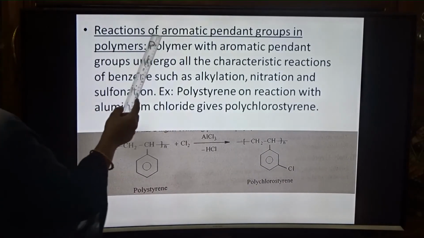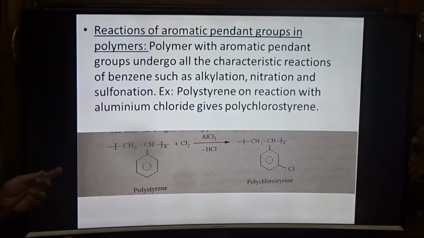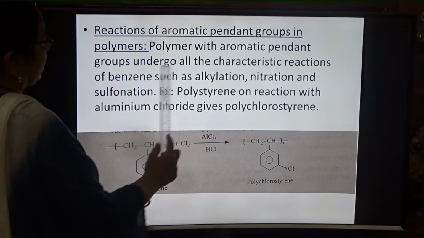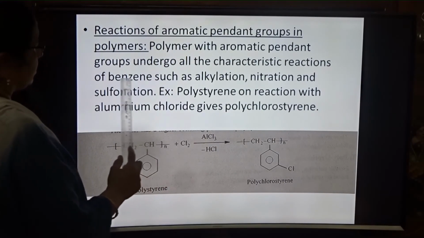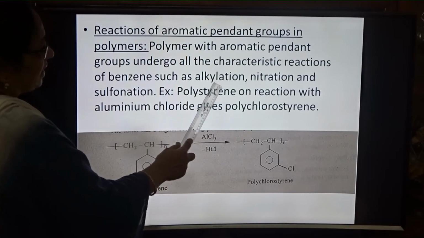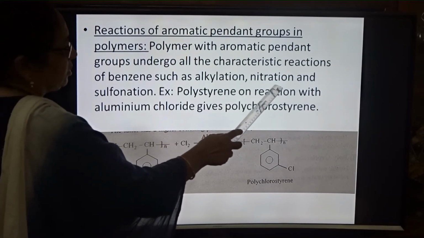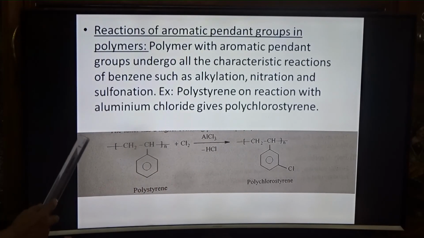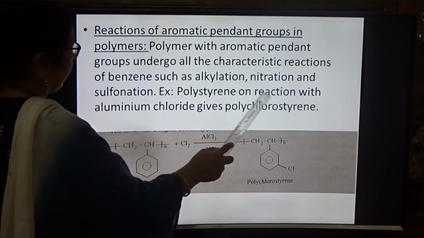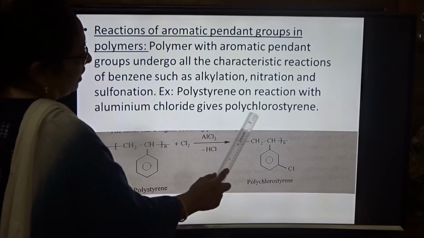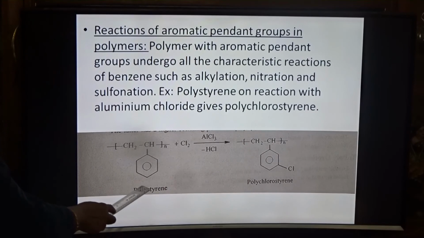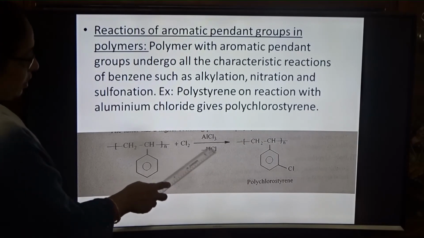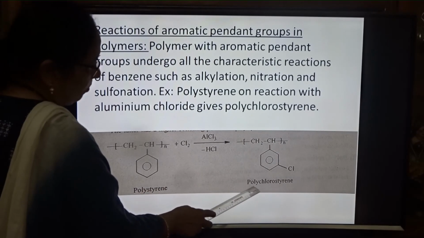Up to now we were studying the aliphatic pendant groups. Now we are studying the aromatic pendant groups in polymers. Polymers with aromatic pendant groups undergo all characteristic reactions of benzene such as alkylation, nitration and sulfonation. Alkylation means addition of an alkyl group, nitration means addition of a nitro group and sulfonation means addition of a sulfonyl group. Here the example is polystyrene, which on reaction in the presence of aluminium chloride, minus HCl, gives polychlorostyrene.